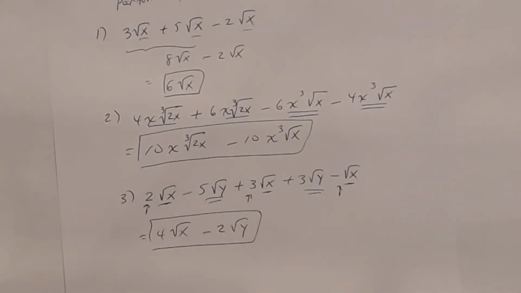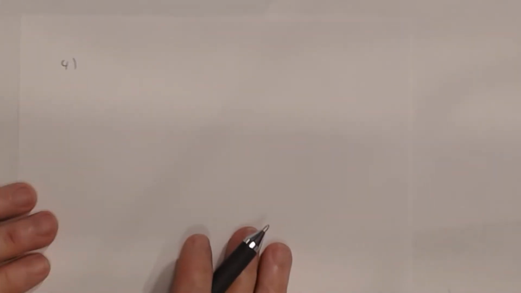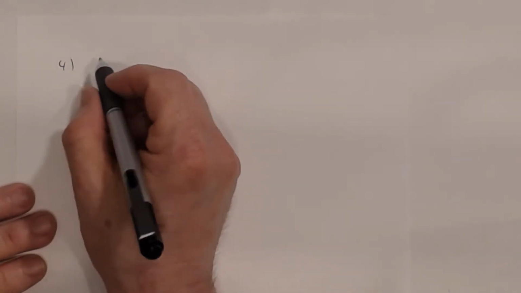Okay, now let's look at number 4. Now, when we start looking at the others, you're going to have to remember some things that you've done in previous lessons. Okay, so you're going to have to simplify some of these radicals. Okay, so let's look at number 4. So number 4 is where you're going to start doing some work.